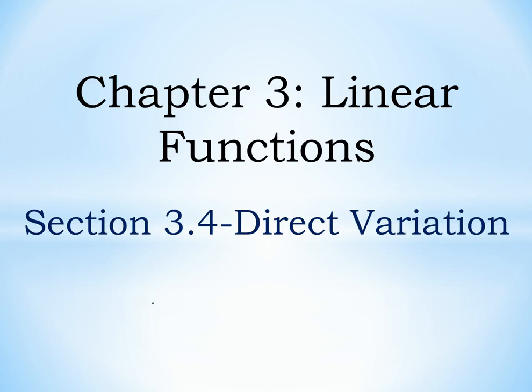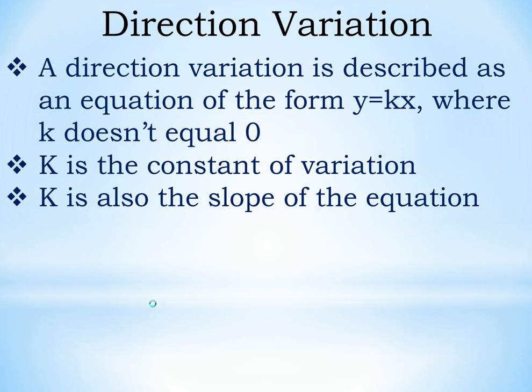Hello, so today we're going to talk about direct variation and how that relates back to our linear functions from previous sections. A direct variation is described as an equation of the form y equals kx, where your k does not equal 0. Otherwise you just have y equals 0 and the equation is simple. K is called the constant of variation.